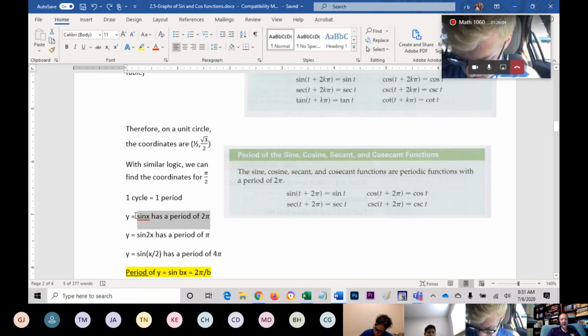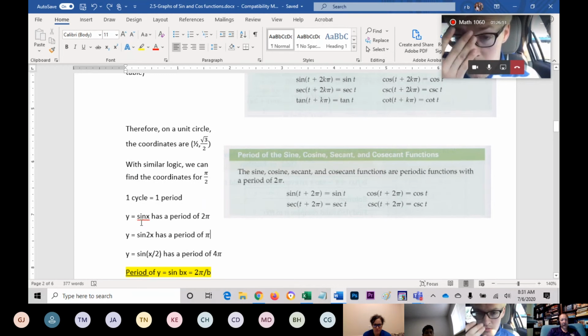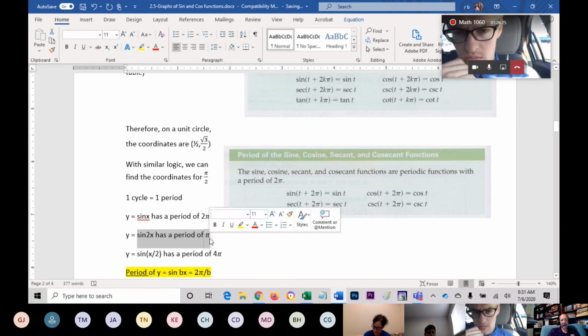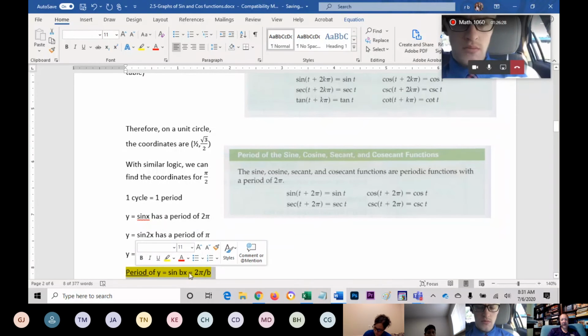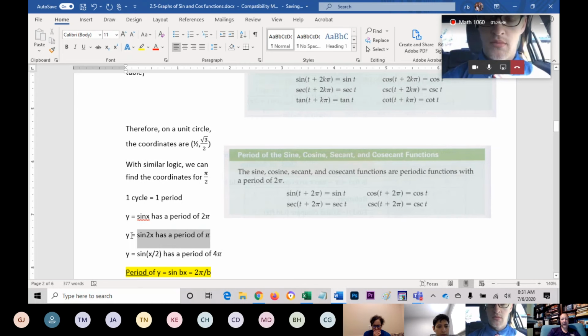The sine of x has a period of 2 pi. The sine of 2x, okay, now this is going to be important, okay? So remember, if I put a 2 out in front, that's going to refer to the amplitude. If I put a 2 next to the x, that's going to reduce my period. So your period is basically going to be 2 pi over b. So if I have y equals the sine of 2x, this 2 is going to represent the letter b, so I'll put that 2 in here. So if I have 2 pi divided by 2, that's going to have a period of pi, okay?